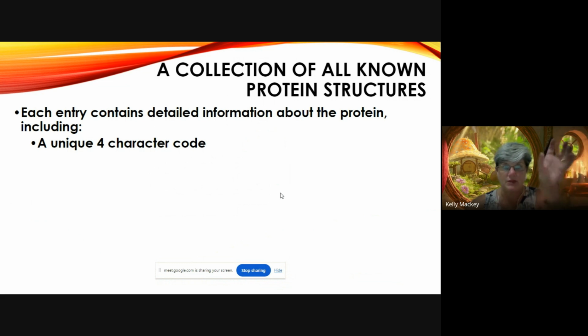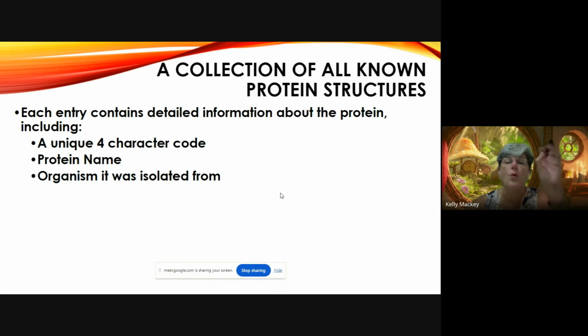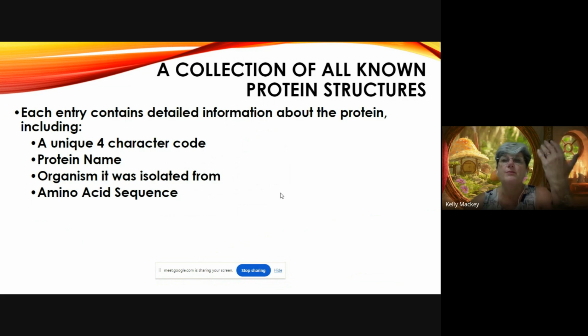Every protein has its unique 4-character code, the name of the protein, the organism it was isolated from, and its amino acid sequence. So when you get your PDB file, if you're just looking at a different variant of a protein, you're probably going to have an amino acid sequence that doesn't need a lot of tweaking. If the protein you're working with is so different from anything else that's been deposited, you're going to have some work to do. You'll have to go in and highlight, replace amino acids before you can put anything into Phoenix or Coot.